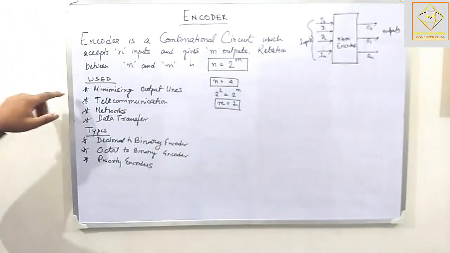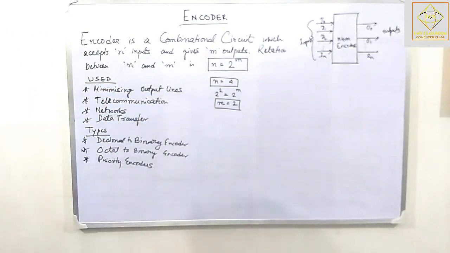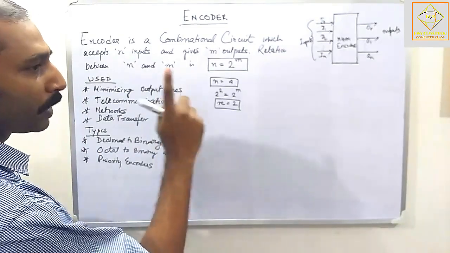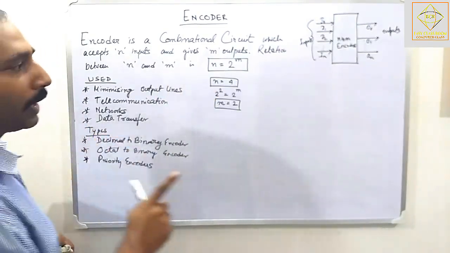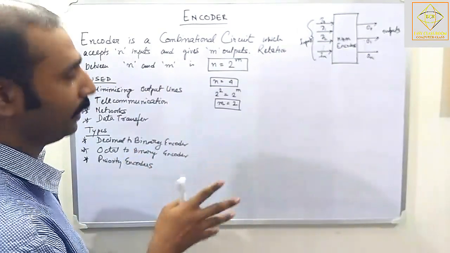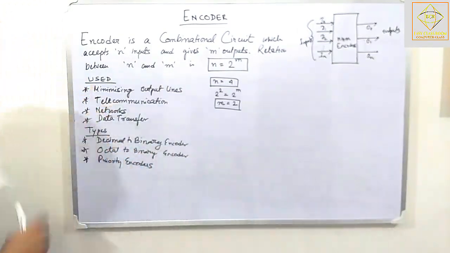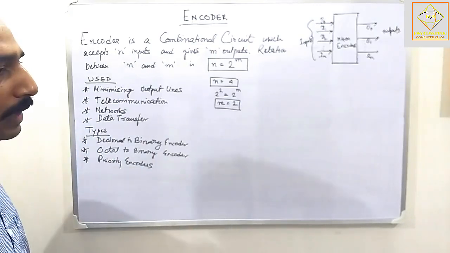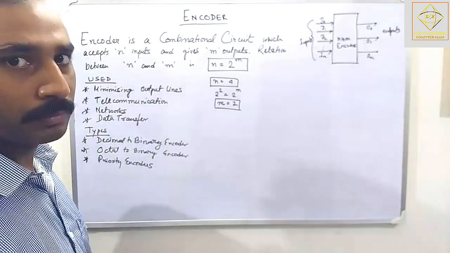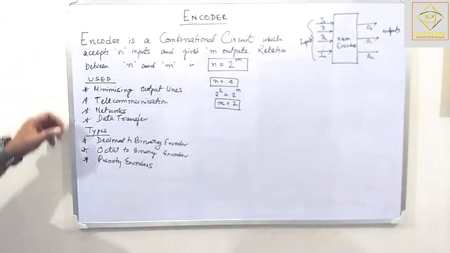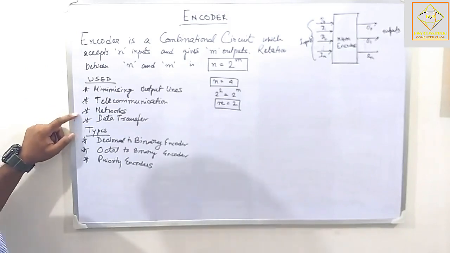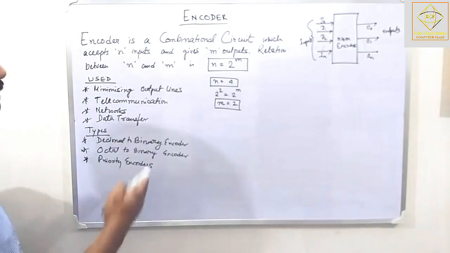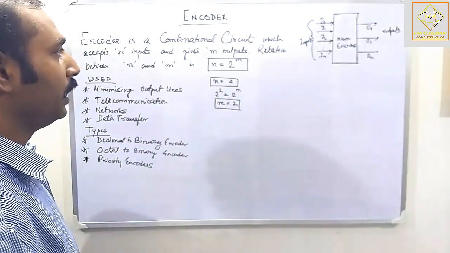The first usage, it actually minimizes the output lines. The minimization of output lines that we can see over here can also be done using a multiplexer circuit, where only one output is there and several inputs are there, right? The second use that we can find is in telecommunication. It is used in telecommunication, as we have already said, and it can be used in binary converters. We can use it in networks and in data transfers. In these four cases and in many other cases, these encoder circuits are generally used.